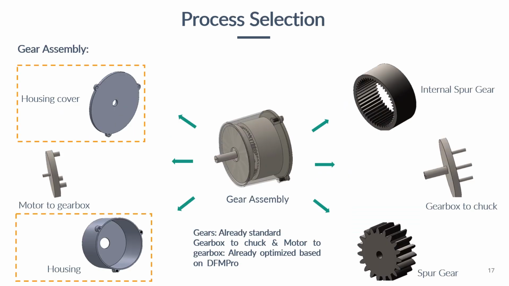We have opted for the gear assembly for the DfM. The gearbox consists of different parts, and all the gears are based on standard dimensions. Gearbox to chuck and motor to gearbox are already optimized according to DfM Pro. So we have chosen to work on the housing cover and housing.